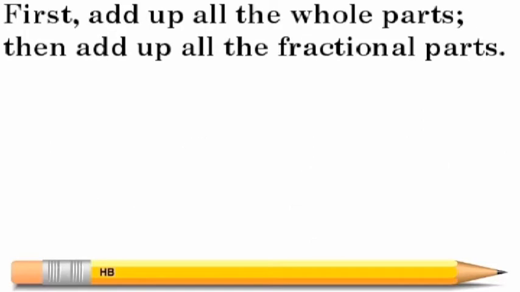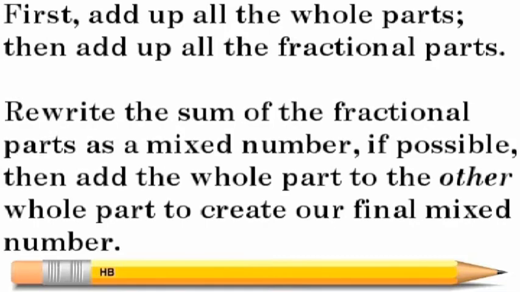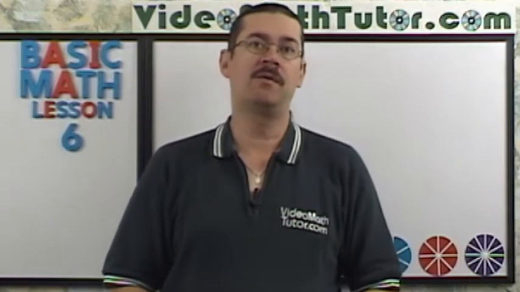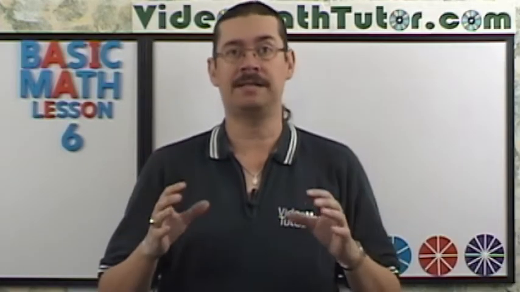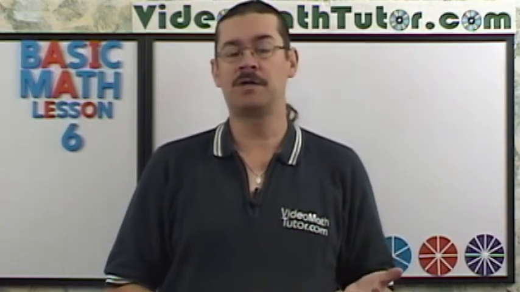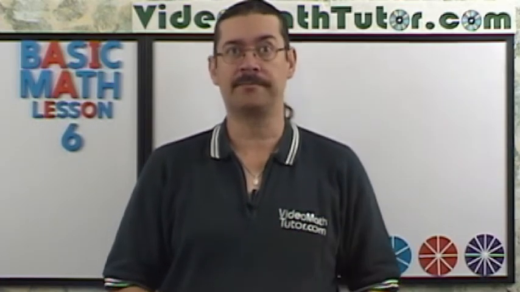First, add up all the whole parts, then add up all the fractional parts. Rewrite the sum of the fractional parts as a mixed number, if possible, then add the whole part to the other whole part to create our final mixed number. Procedure number 1 is more useful when the fractions are actually small in size, whereas procedure 2 is more useful when the quantities are actually a little bit larger.